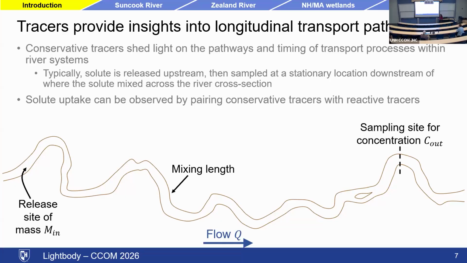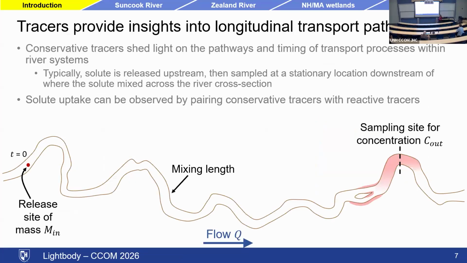Typically, in a river system, we release the solute upstream. Here, this is showing a slug or a pulse release, where it is all introduced at once, and it then moves downstream. Some distance downstream, it mixes across the width of the river. Downstream of that location, the details of how we injected it no longer matter. And we typically measure it downstream of that location at some fixed sampling site here.